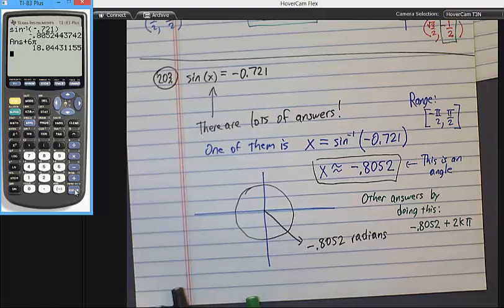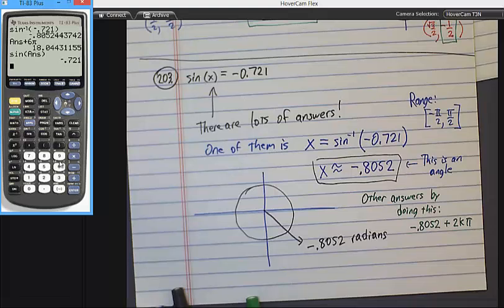Well, how would I check if that's actually an answer? Well, I have to take the sine of it and see if I get what? Negative 0.721. Let me try. I just need to take the regular sine of my answer, which I get by hitting second and the negative sine. And it should spit out the negative 0.72. It did. It really was an answer.